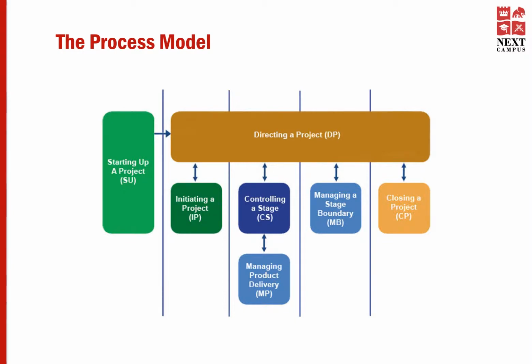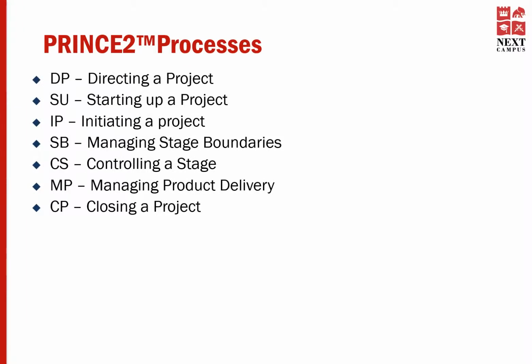Now let's dig deeper and try to understand each and every step in detail. First, again, let's have a look at the 7 stages or 7 processes of a Prince2 project. These processes are also known by their abbreviations. So let's have a look at them.